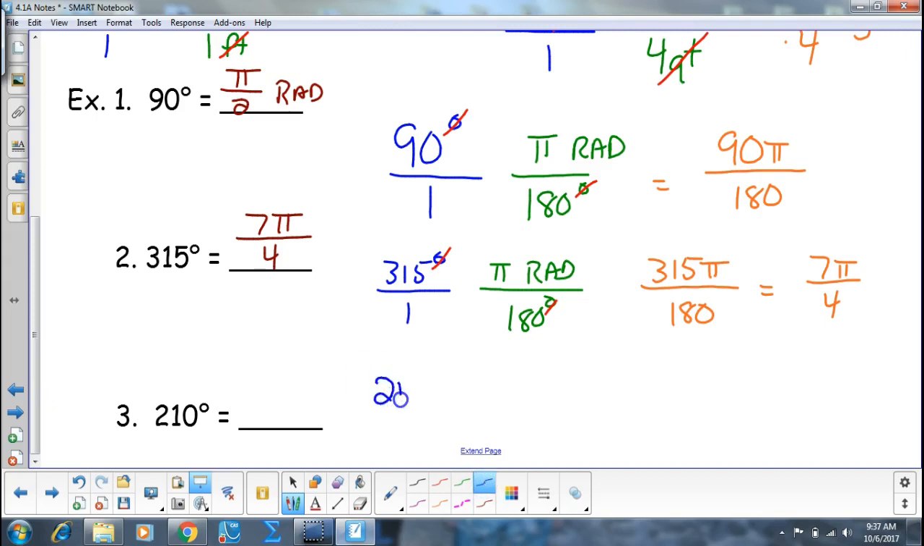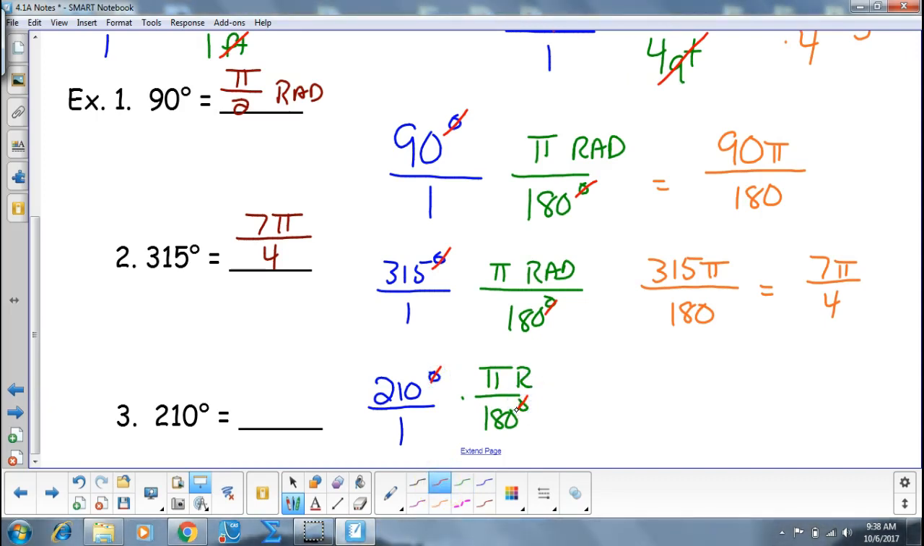On this one, 210 degrees, times pi over 180. So that is 210 pi over 180. So that is 7 pi over 6 in terms of that one.